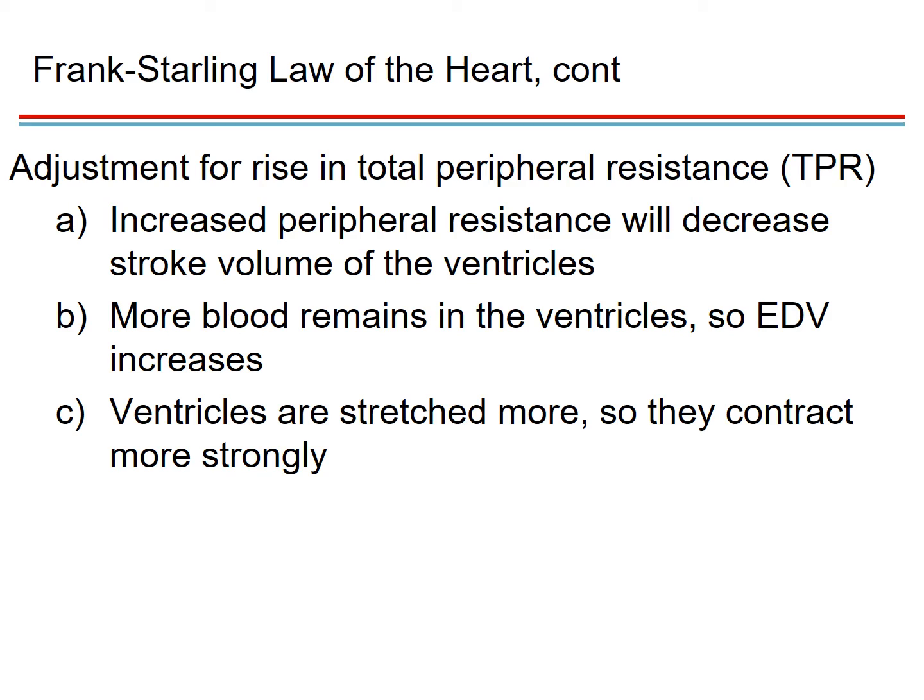So with the Frank-Starling law, another factor that we have to consider is going to be the adjustment for a rise in total peripheral resistance, okay? So an increase in the peripheral resistance will decrease stroke volume of the ventricles, and this will have more blood remaining in the ventricles, so end diastolic volume is going to increase for the next cycle, and the ventricles are going to be stretched more so they contract more strongly for the next cycle as well.